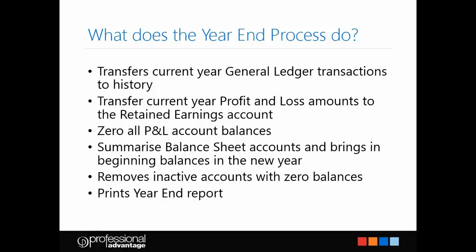The year-end report will print out all the P&L account balances, and if you have multi-currency, it will show that this balance is for a particular currency, and after the exchange rate it equals X amount in your functional currency. Then all of those balances will be summed up and posted to the retained earnings account. So that's in a nutshell what the year-end process will do in GP.